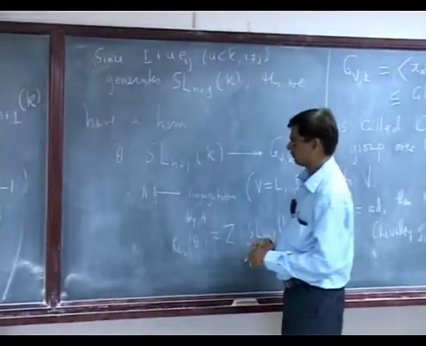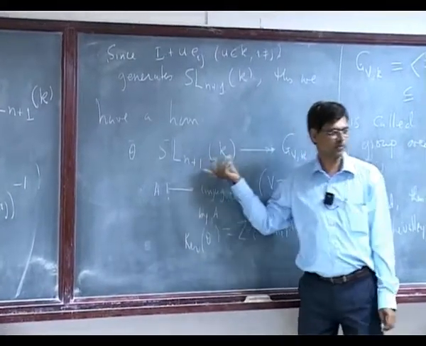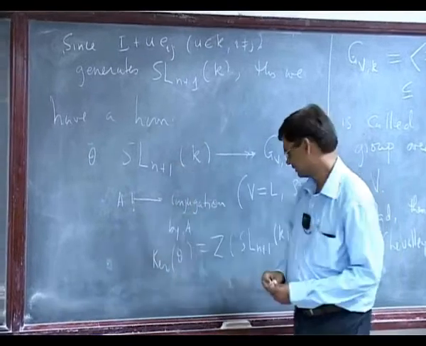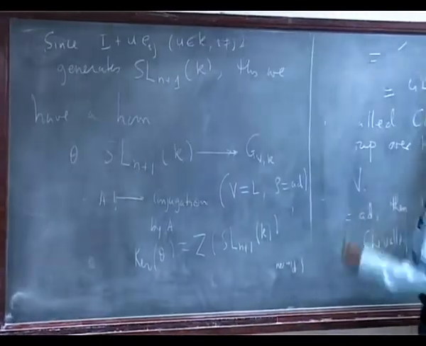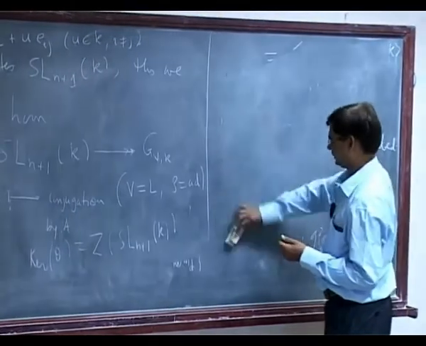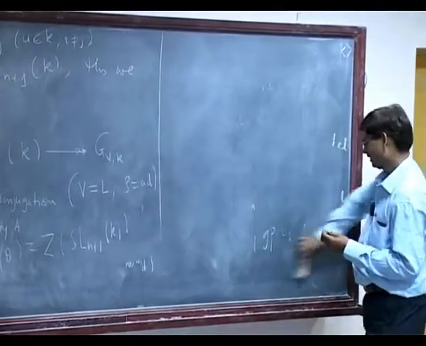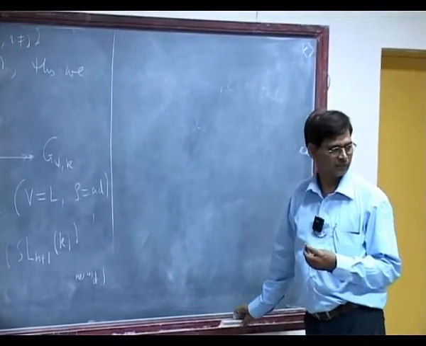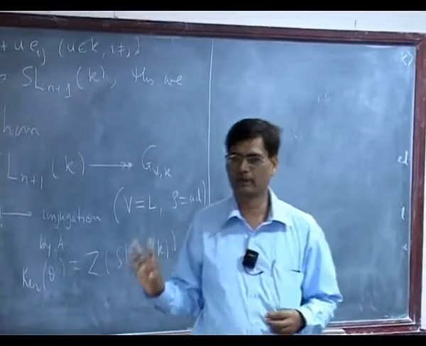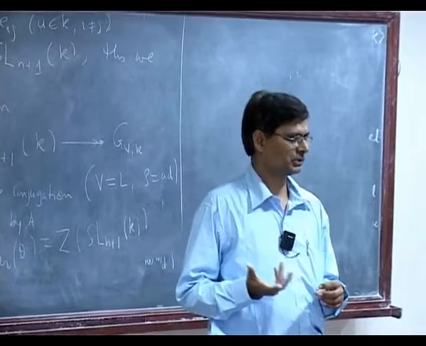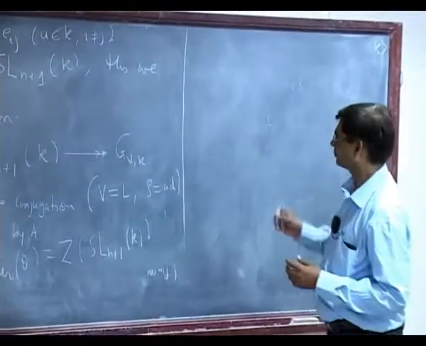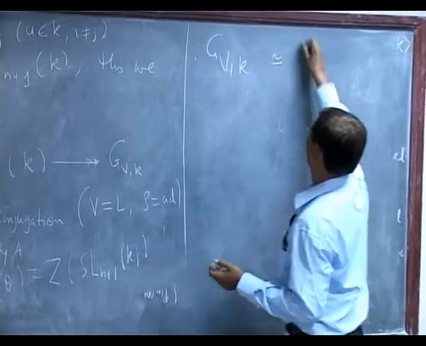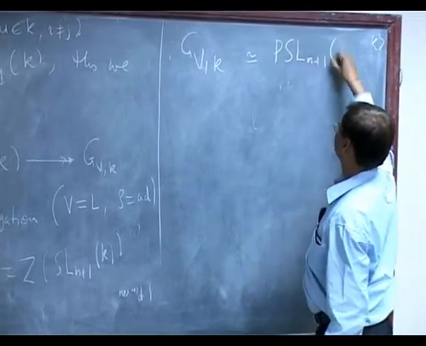And the kernel is precisely the center of this. Therefore, the Chevalley group of adjoint type is precisely SL n by its center. If you are not sure, then decrease n, make it n equal to 1 or n equal to 2, because then there are not many roots, just one positive root. So in this case G V K is isomorphic to what is called PSL n plus 1 K.